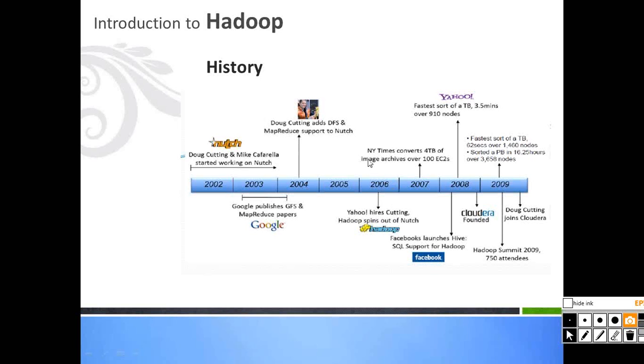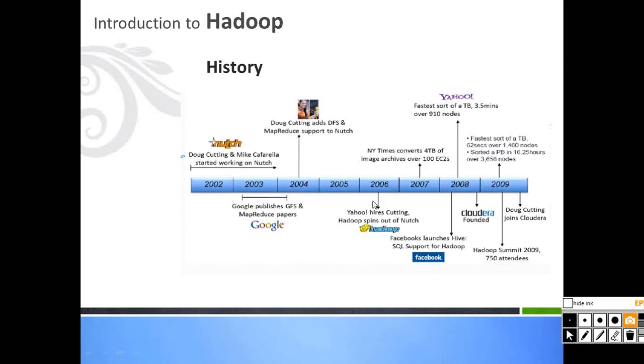And underneath, the ideas they took entirely from the GFS and MapReduce papers of Google. Yahoo is the company that took a 100-node Hadoop cluster, and they had very good success. In fact, they were trying to catch up with Google. But of late, if you see Yahoo now, they are nowhere because of some organizational issues. But at that time they were trying to catch up with Google.